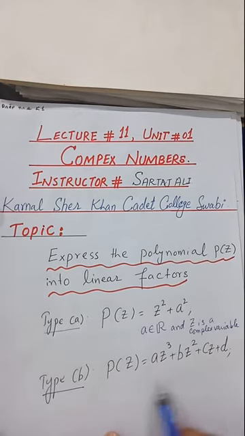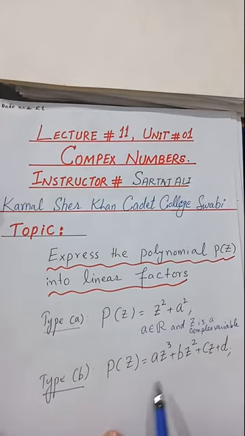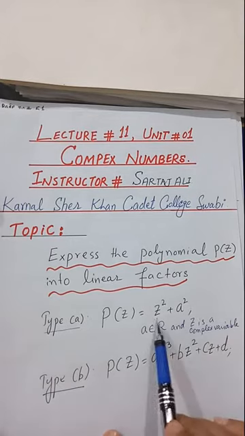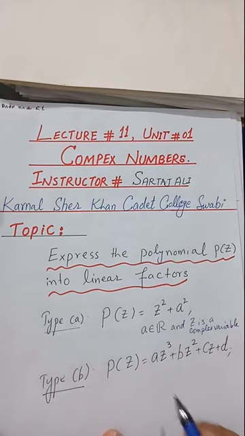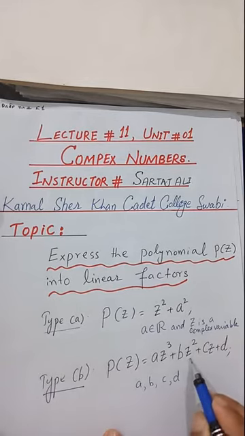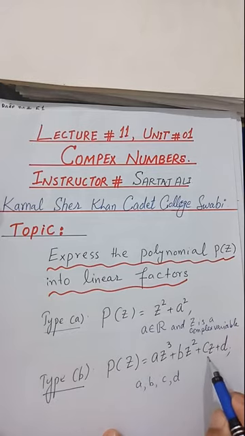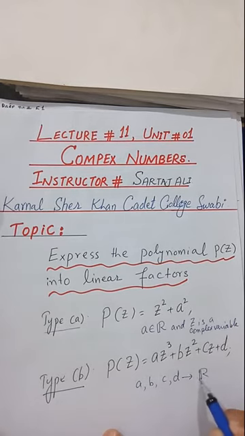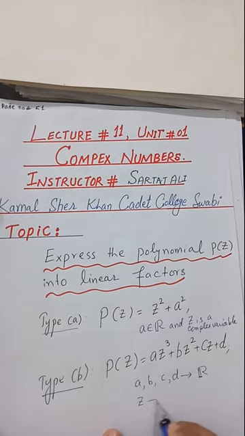So this is the polynomial of type B. This is a polynomial having degree 3, and this is a polynomial having degree 2. So here in this polynomial, A, B, C and D: A is the coefficient of Z cube, B is the coefficient of Z square, C is the coefficient of Z, and D is constant. A, B, C, D are from the set of real numbers, and this Z is a complex variable.